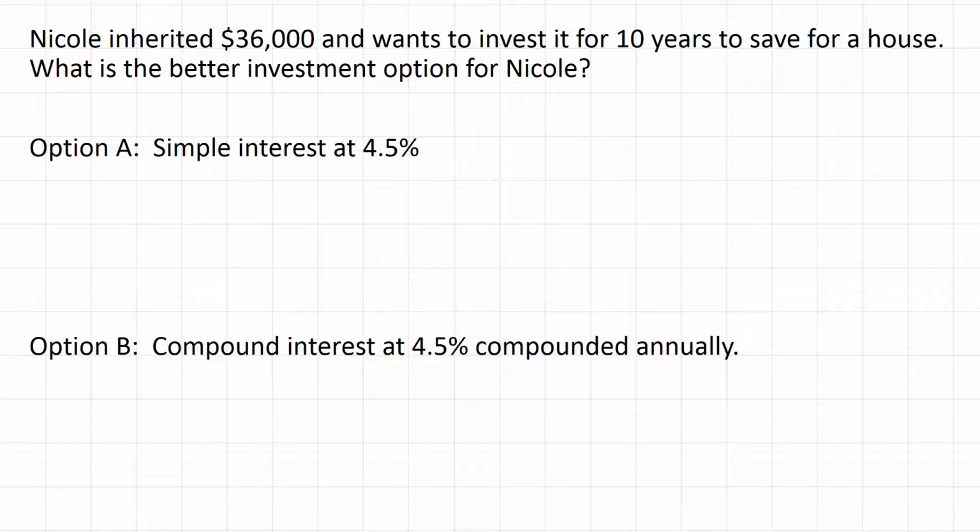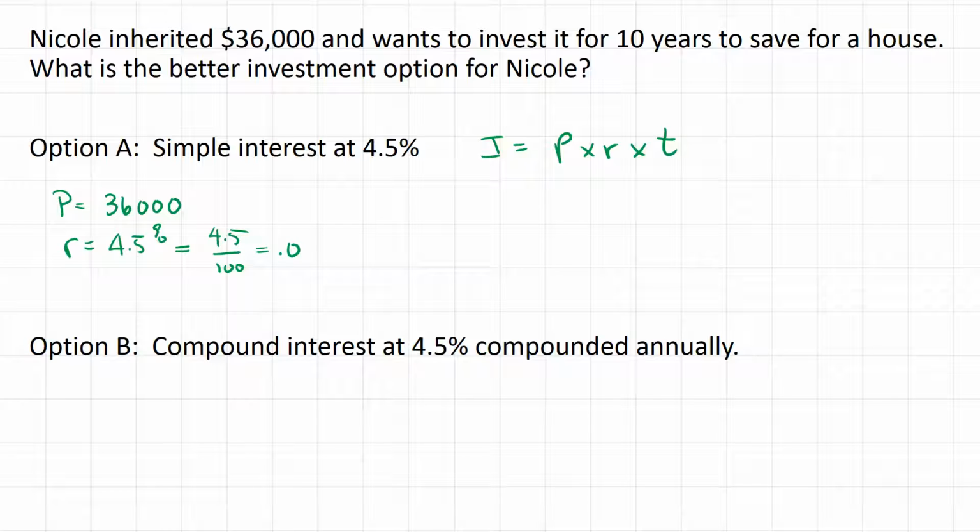So let's use our simple interest calculations that we do using our formula. I equals P times R times T. That's the simple interest formula. The principal is $36,000. The interest rate is 4.5%, which we have to convert to a decimal. So 4.5 over 100 is 0.045, and she's going to leave it in the account for 10 years.